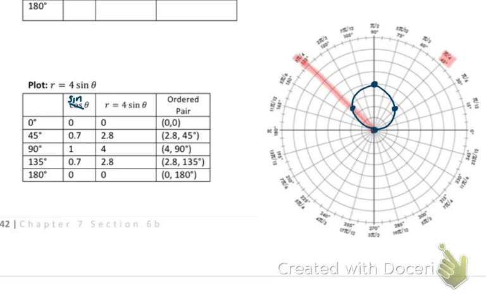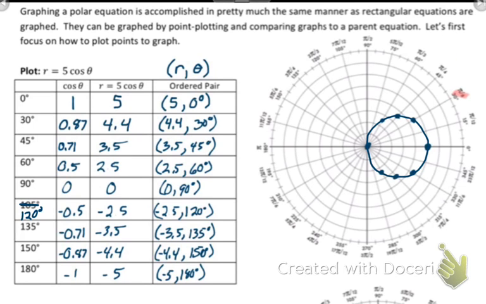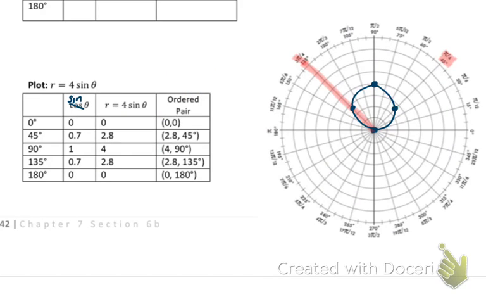And it has a circle of diameter 4. It's just if it's sine, it's going to be up here. If it's cosine, it's going to be off to the side. If it was negative cosine, it would be on the other side, just like if it was negative sine, it would be down here. Okay, let's prove to ourselves that this is true.